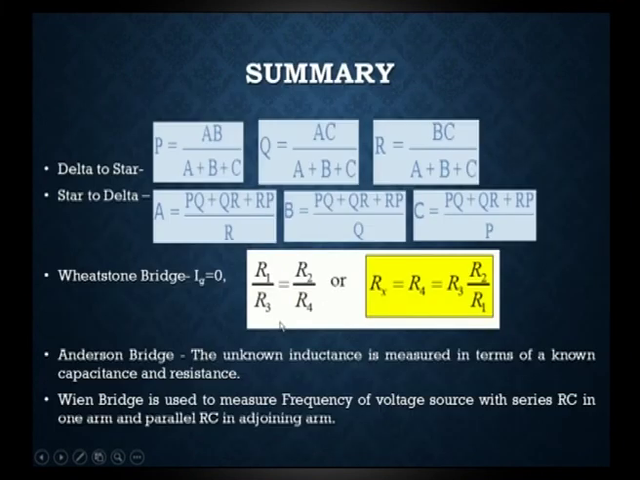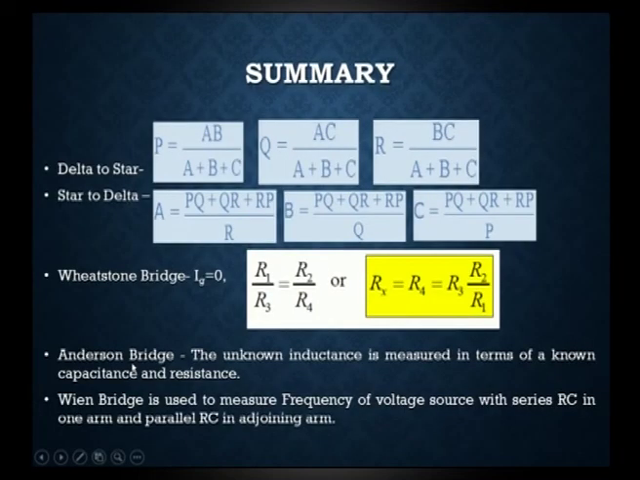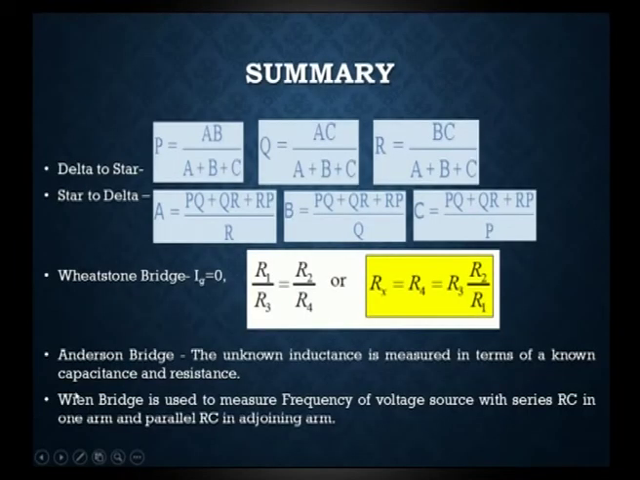Let us come to the end of this session. In this session we discussed different types of circuit transformation from delta to star and star to delta. For the Wheatstone bridge, which is used to measure resistance, the very important condition to remember is that the current through the galvanometer should be 0. Whenever the current through the galvanometer is 0, by varying the known resistance we can find the unknown value of the resistor. The Anderson bridge is a type of bridge circuit used to find inductance. The Wien bridge is used to find the frequency of the voltage source, and has series and parallel RC circuits connected in 2 different arms.